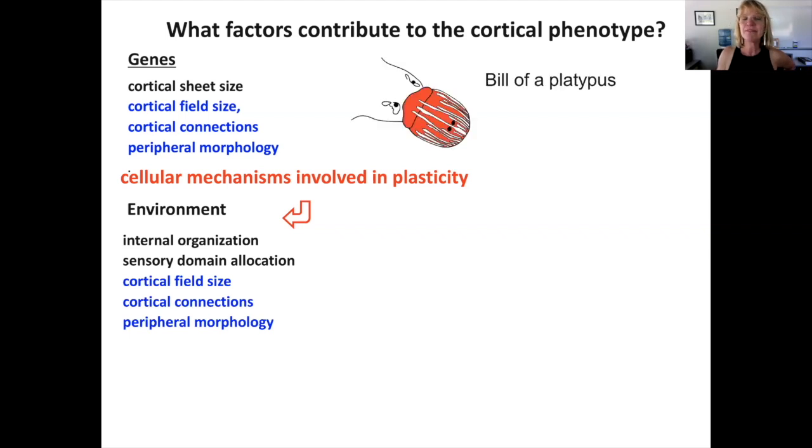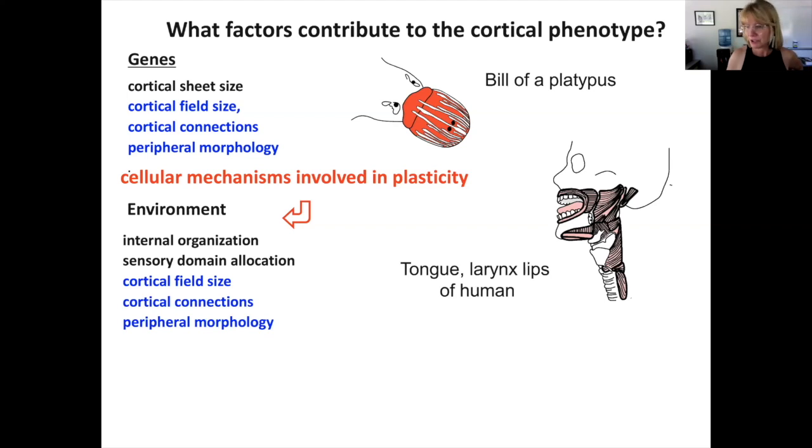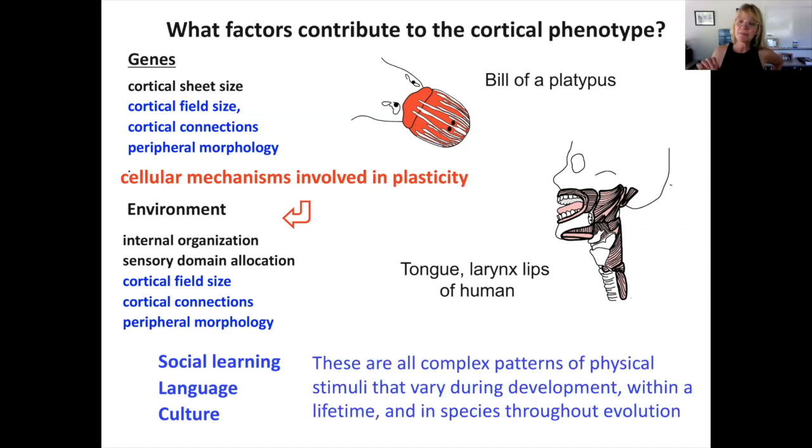And so I've given you an example of the bill of a platypus, the tongue, the larynx, the lips of a human being. But what about things like social learning, language, and culture? These are all complex patterns of physical stimuli that vary during development within the lifetime and in species throughout evolution. So I think we need to actually start thinking about our behaviors in this serious way, that they're simply patterns of complex stimuli impinging on a developing nervous system.